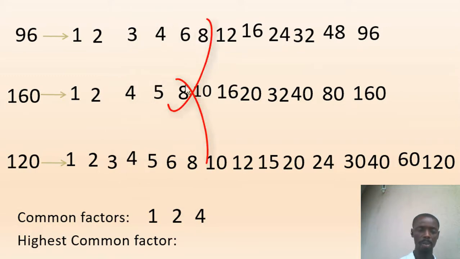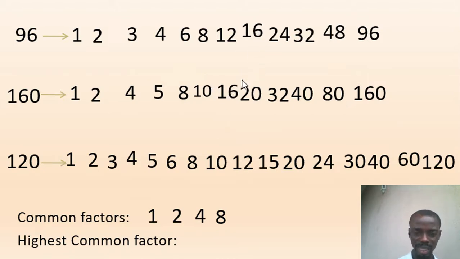So this is an 8, another 8, and another 8. So that's why you see 8 coming up now. This is a 12, but 12 is not here. Though it's here, it's disqualified already. This is a 16. 16 is there.